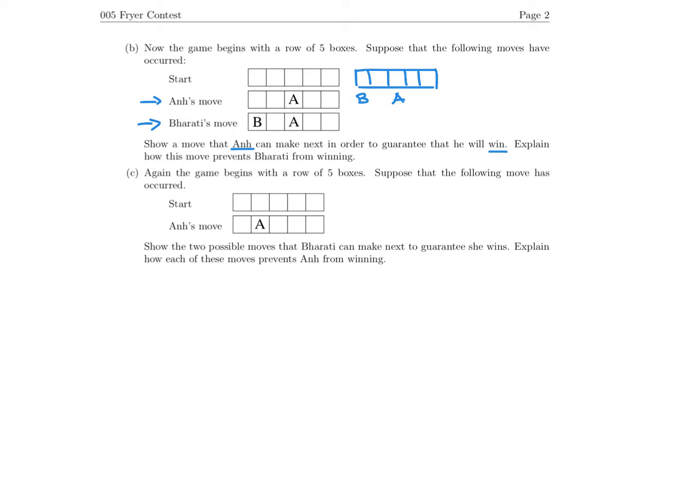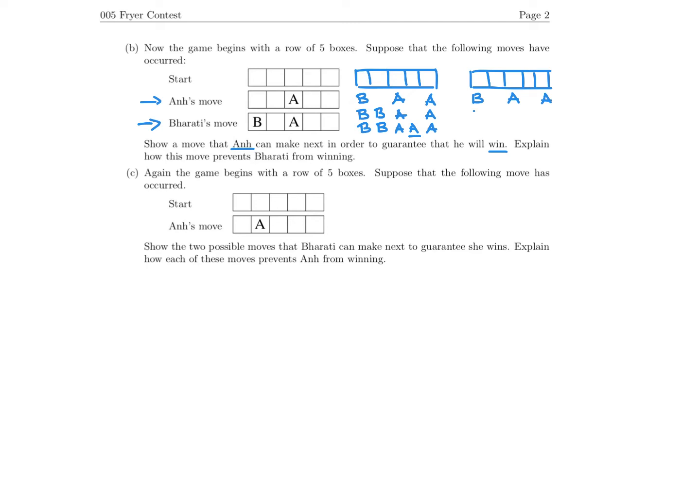So for On to win, we would put, let's say, the next move here for On. And then the next move, Bharati can put here. And then the next move, since there's only one left, On will put the initial there and then win.